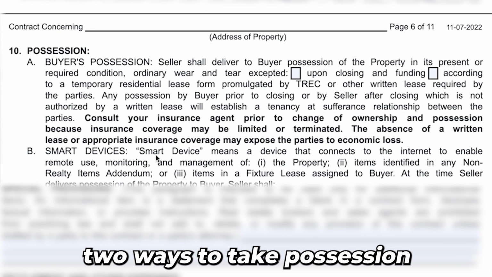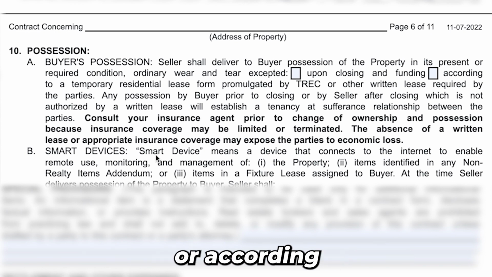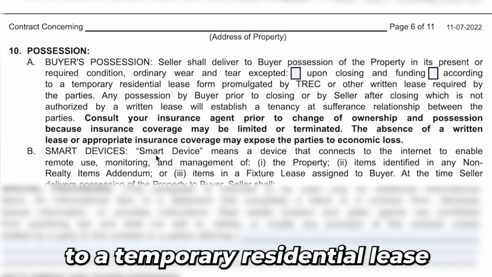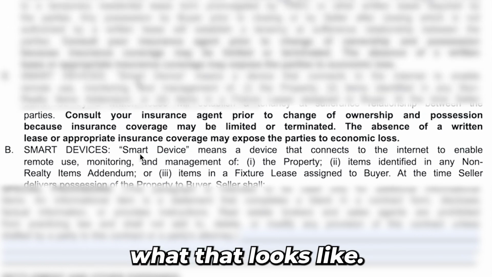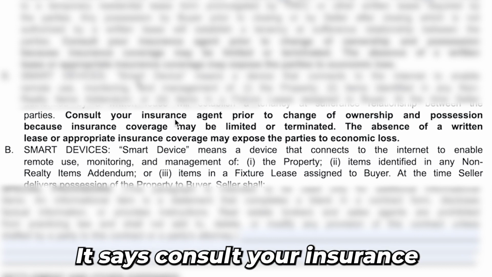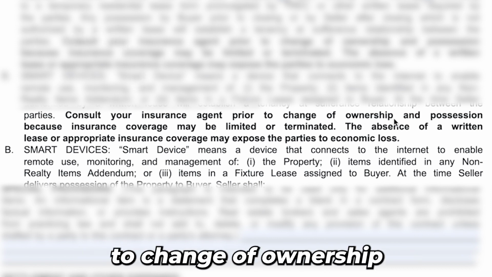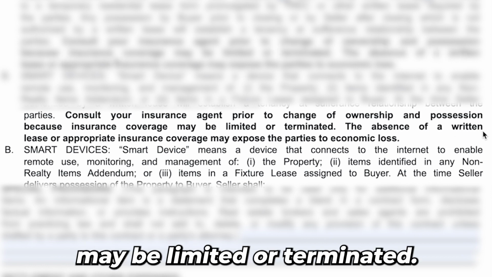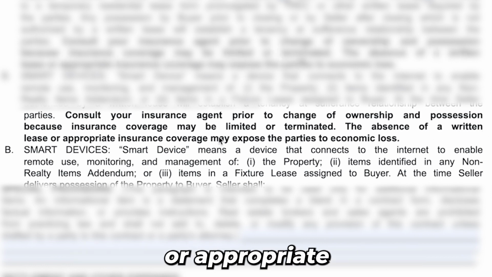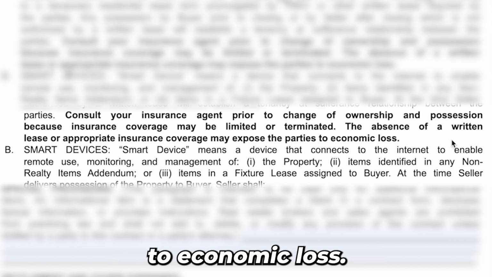So let's talk about paragraph 10, possession, another important one. 2 ways to take possession, either at closing or according to a temporary residential lease for the seller. So you need to know what that looks like. It says consult your insurance agency prior to change of ownership and possession, because insurance coverage may be limited or terminated. The absence of a written lease or appropriate insurance coverage may expose the parties to economic loss.